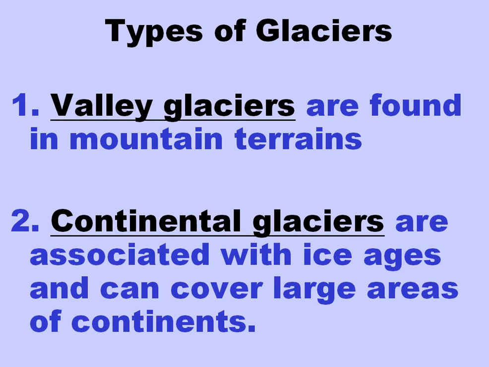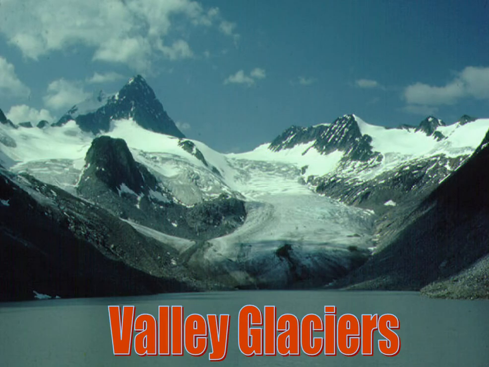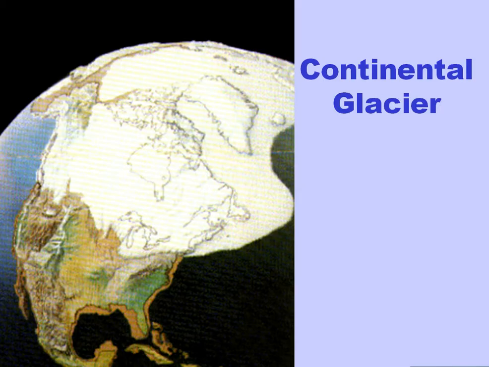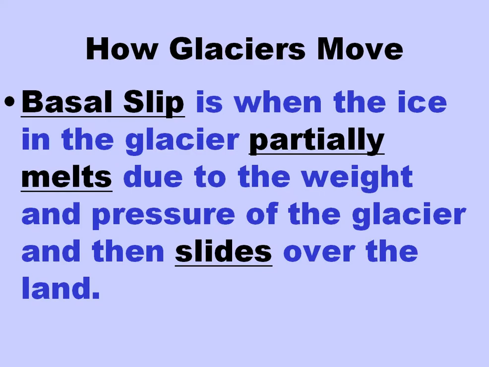Now, a continental glacier, if you look at the name, is just what the name implies. It's a large glacier that can encompass all or parts of an entire continent. So here we see a nice valley glacier coming down, and this would be an example of what a continental glacier might look like, or at least the area that it would cover.